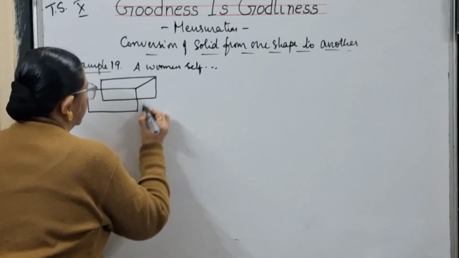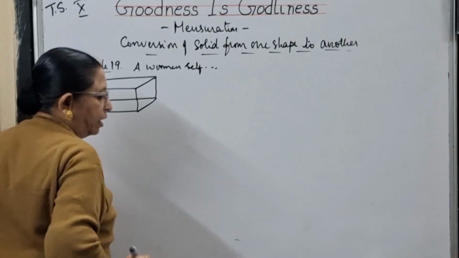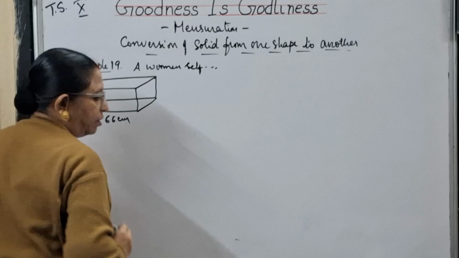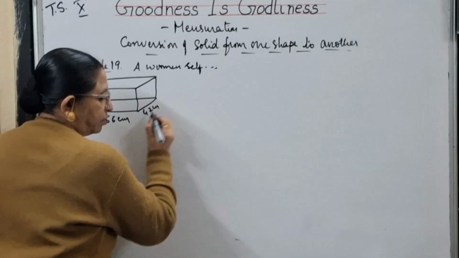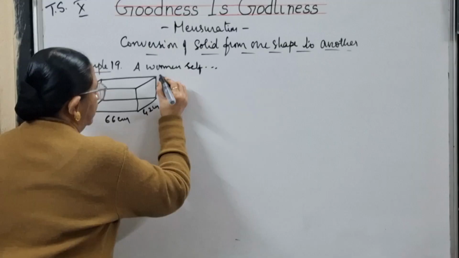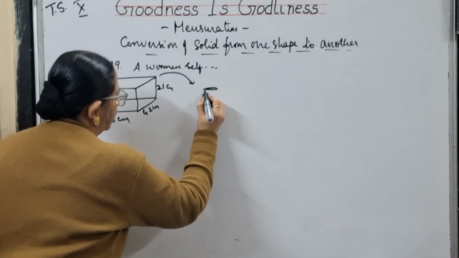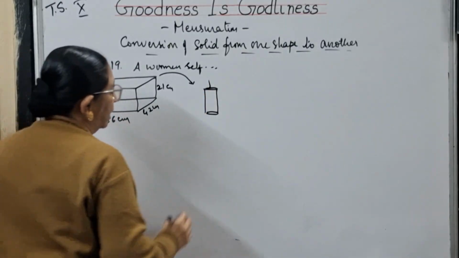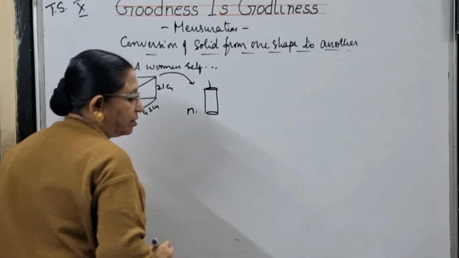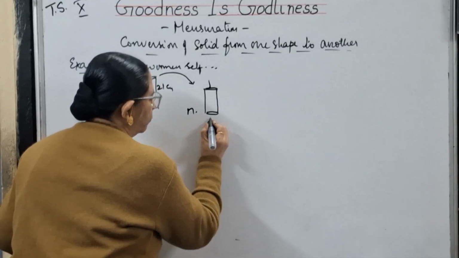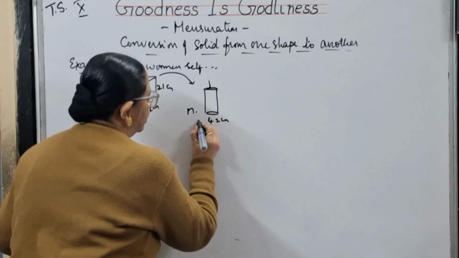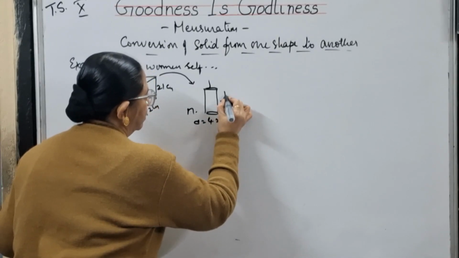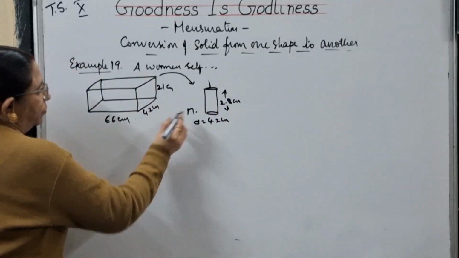This is the cuboidal block, with dimensions 66 centimeters, 42 centimeters and 21 centimeters. This wax is melted and prepared into candles. Like this, they made candles. How many candles? We don't know. N candles. And these candles, the measures they have given: 4.2 centimeters is the diameter and 2.8 centimeters is the height. How many candles are possible?